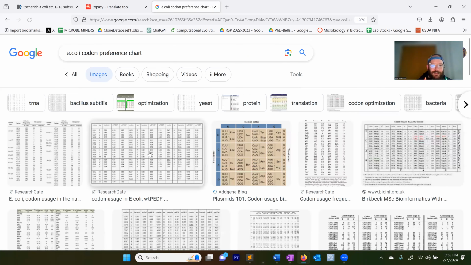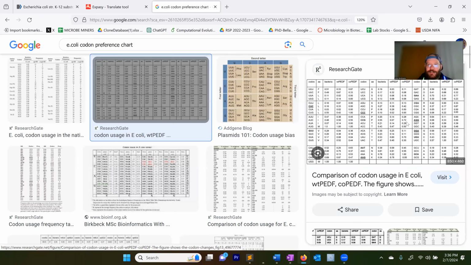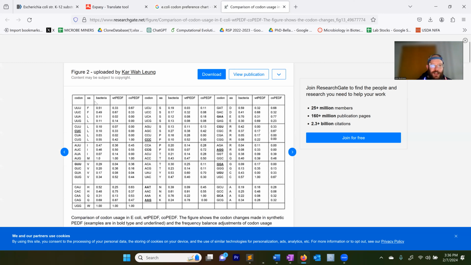There's one that I like. Is it this one? Here's a decent one. Okay, so here's all the codons for E. coli, and these are the percentages. This looks like bacteria. So let's find the alanines. Here's the alanines. It looks like this one is the most abundant one, GCC, at 0.48% compared to the other alanine codons. So I'd choose this one, GCC.